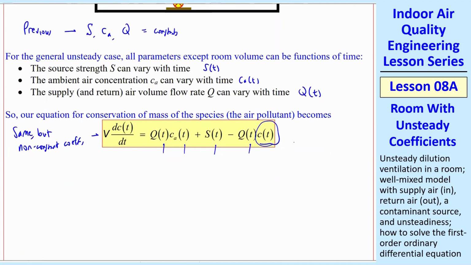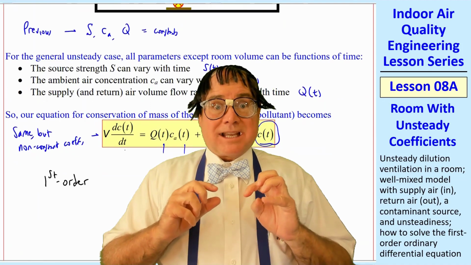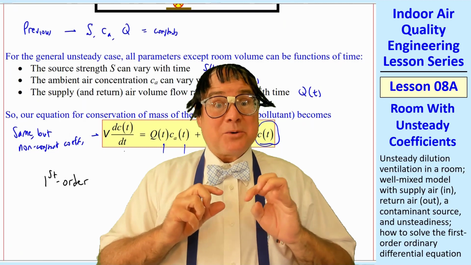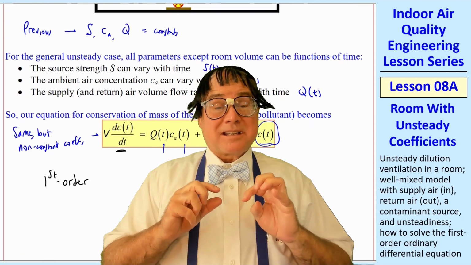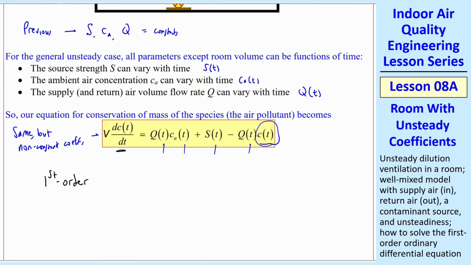So mathematically, it's still first order. How do we know it's first order? Well, there's only one derivative. There's not a d squared, dt squared term, so it's first order. And it's still an ODE because this is only a function of one variable, time. It's not a partial differential equation. It's a first order ODE with non-constant coefficients.